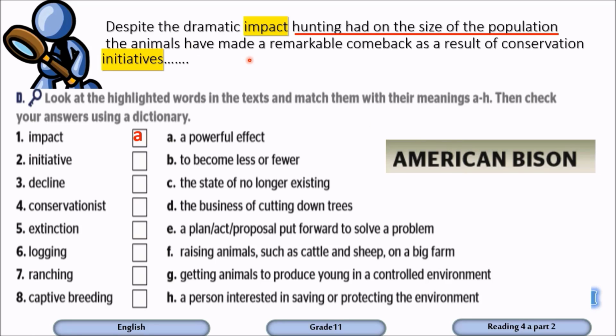So after the animals have made a remarkable comeback as a result of conservation initiatives. So the animals have made a remarkable comeback means they have increased, which means that there is something positive as a result of conservation. So initiatives should be something positive that helps the animals increase. Very good. It means a plan, act, or proposal put forward to solve a problem.